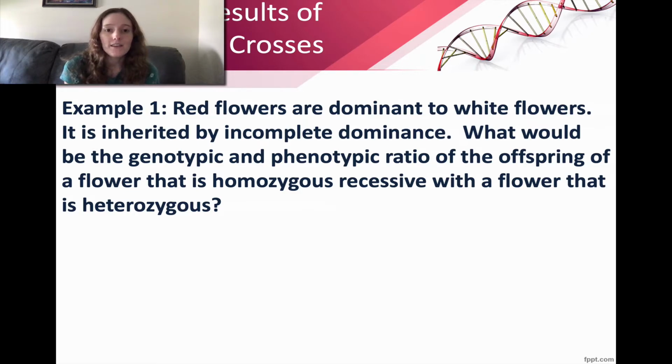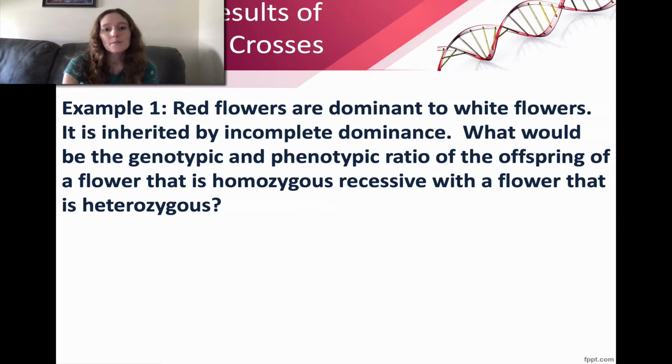So let's try that then. We have red flowers are dominant to white flowers, and it's inherited by incomplete dominance this time, so we're actually going to have 3 possible phenotypes: red, white, and if you mix those two together, hopefully you know you're going to get pink.